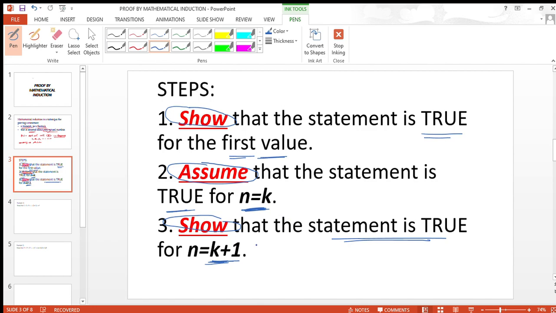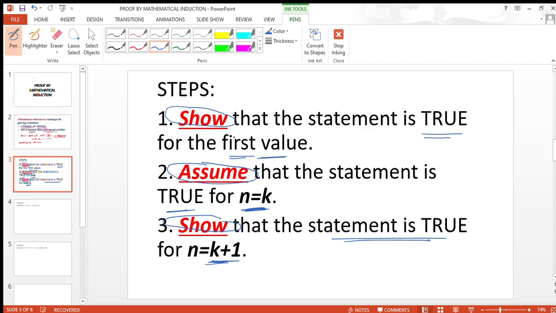And if we have shown step 3 to be true, we can conclude that the entire statement is indeed true. So why is that so? Because what we are saying here is, okay, for step 1, the first value is true, so it exists. And then step 2, we just assume that for a value k, the entire statement is true. And then we go to step 3, k plus 1.